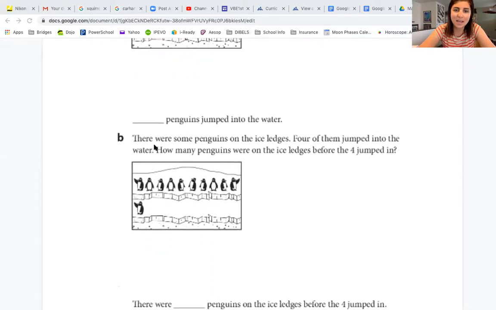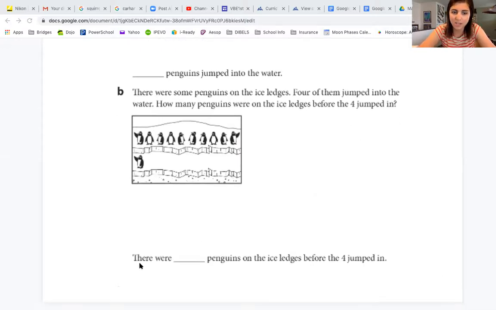Same thing with B. There were some penguins on the ice ledges. 4 of them jumped into the water. How many penguins were on the ice ledge before 4 jumped into the water? And then you're gonna write this rather than just the answer. You're gonna say there were blank penguins on the ice ledges before the 4 jumped in. Awesome. Short and sweet, friends, but we will be working with lots of word problems these next few weeks.